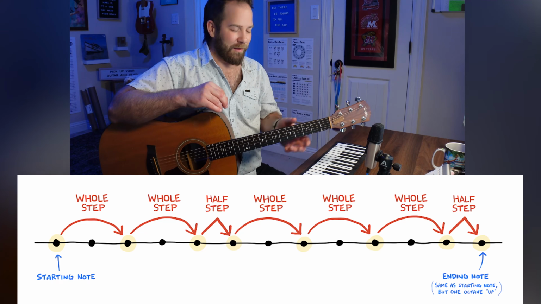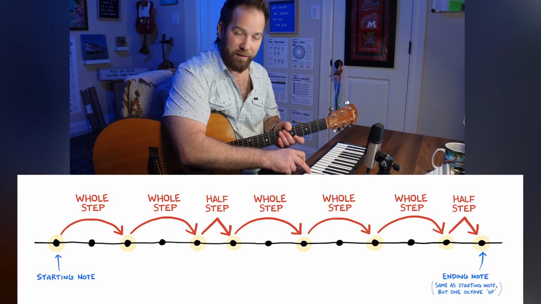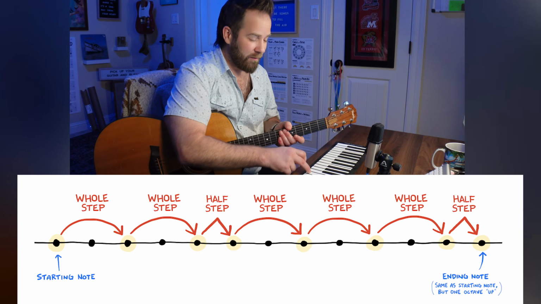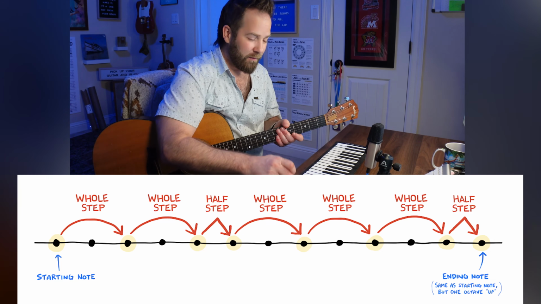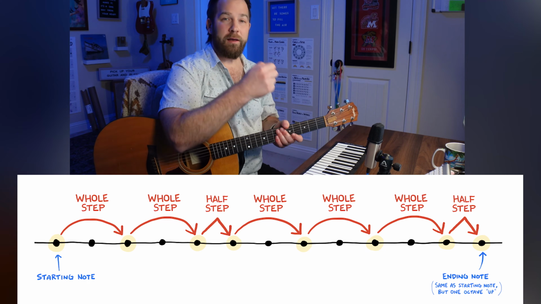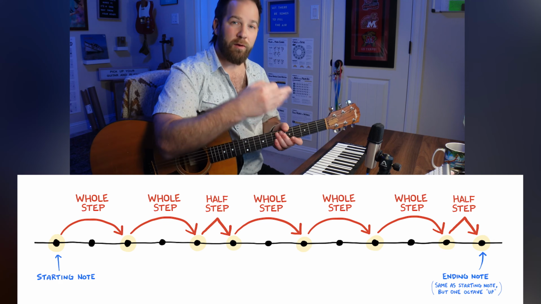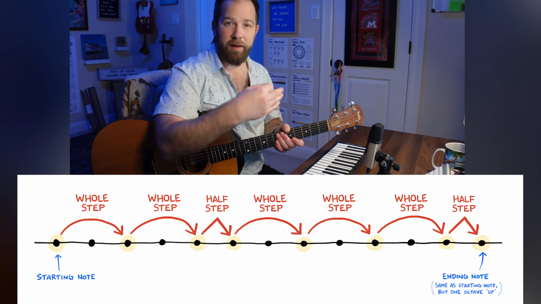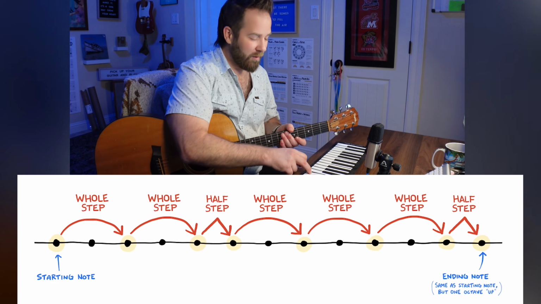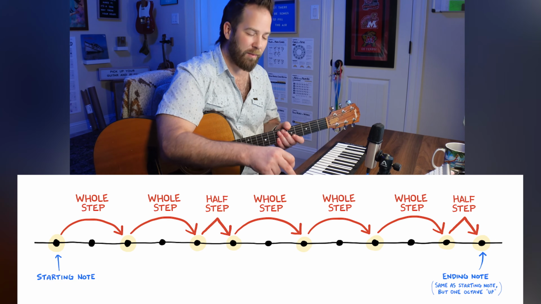Now, it works like this. From any note, if we use any note as our starting point and we follow this pattern, we get a major scale. And the pattern is going a whole step, a whole step, and a half step. Then we go a whole step, a whole step, a whole step, a half step. Okay? Whole, whole, half, whole, whole, whole, half.